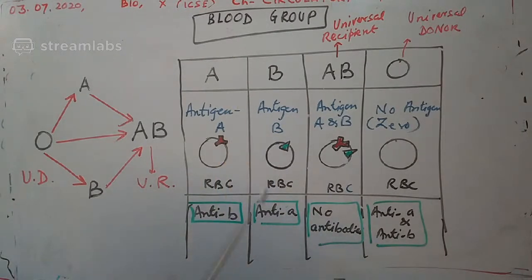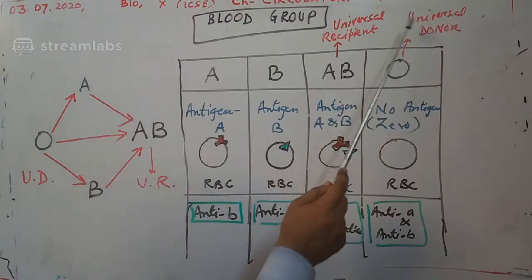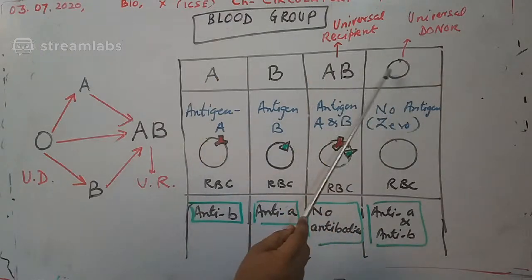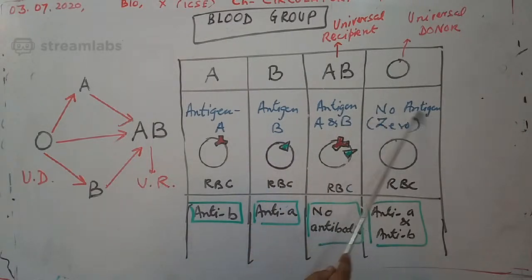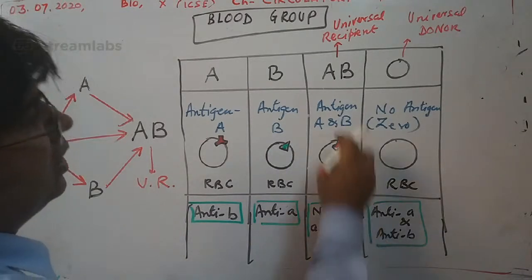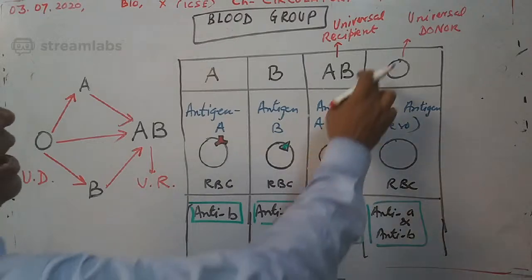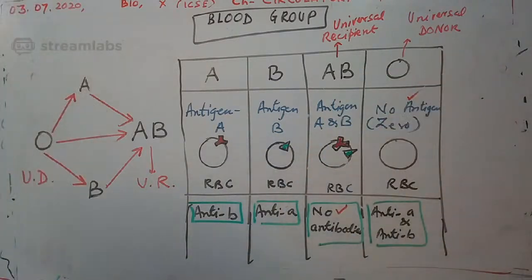So they can receive. And O is called universal donor because first point, it can donate blood to A, B, AB, and O. And second point, it has no antigen. And antibodies are always produced against antigen. So this point you should mention when you write your answer. I repeat, for AB you must mention this point, it has no antibodies, and for O you must mention this point, it has no antigen. Okay, next part.